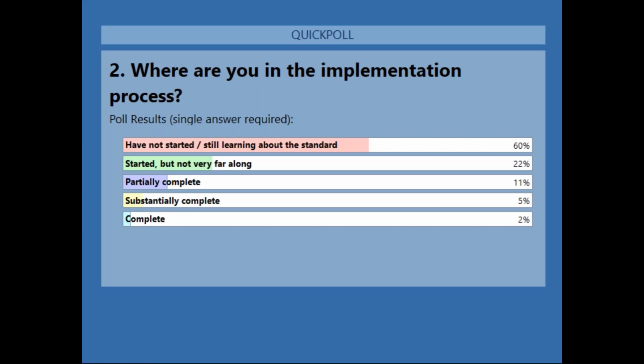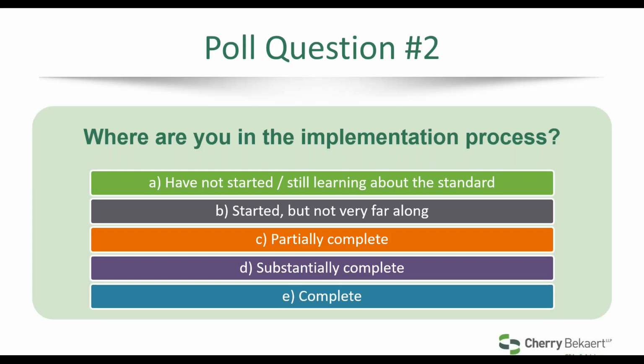About 22% have started, but not very far along. A few of you are partially complete. Look at 5% being substantially complete, and then 2% are complete. So about 7% of you are almost done. Kudos to you guys. For the rest of us, it looks like we have a lot of work to do, and we're certainly happy to help you with that. All right, we'll get back to the presentation.